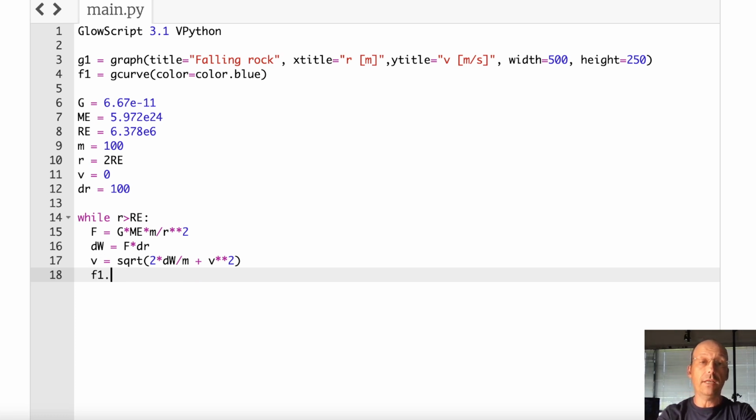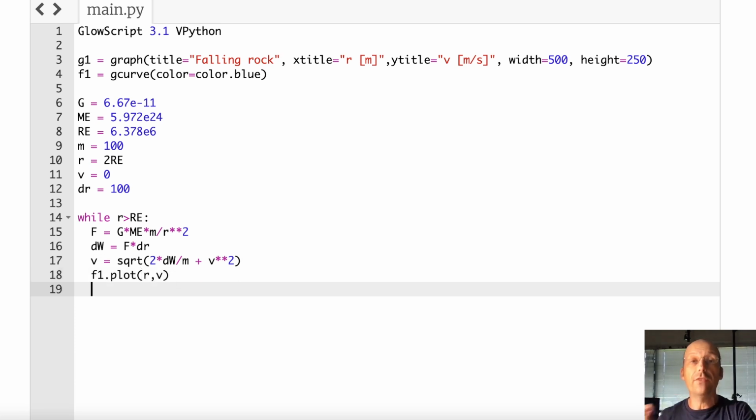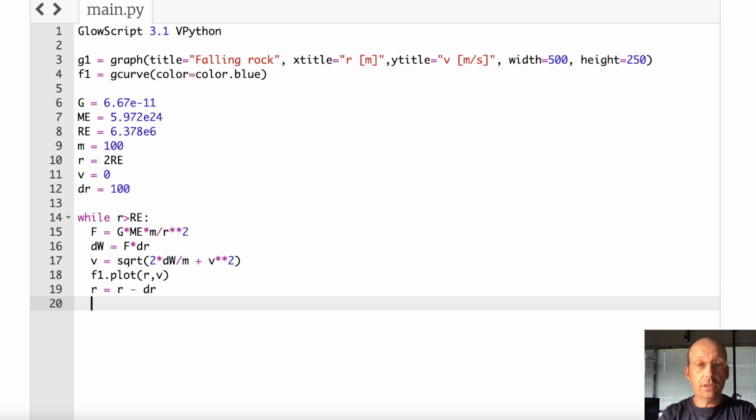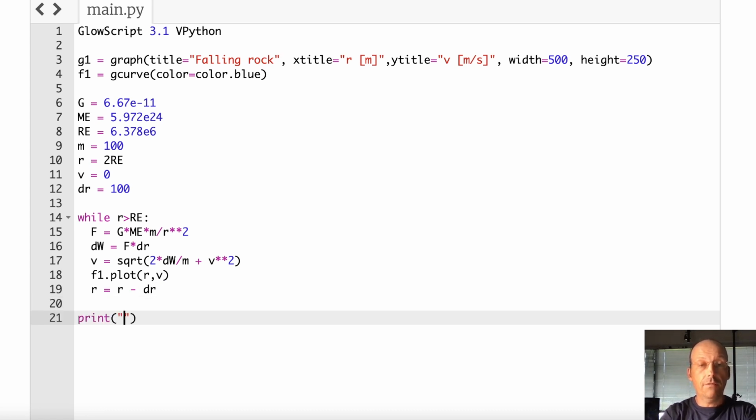So now what I want to do is to plot this. So I'm going to say f1.plot r and v. And then what I want to do is to move my r. So I'm going to say r equals r minus dr. Because if I start it really high up, I want to move down a position. So I need to subtract that 100 meters because I'm going down closer to the surface of the Earth. This should work. I don't know. Might have an error, but it might work. Let's just do this. Print v equals v meters per second. This is how fast it's going at the end.